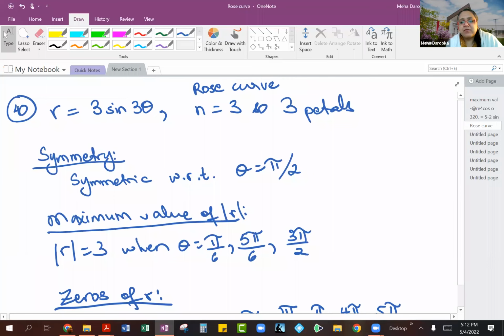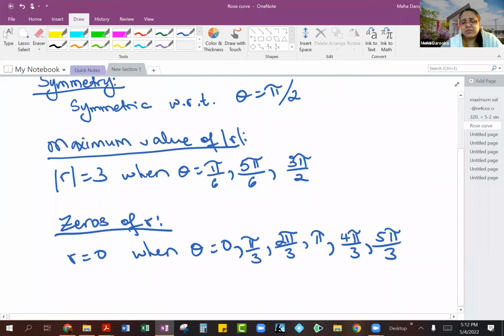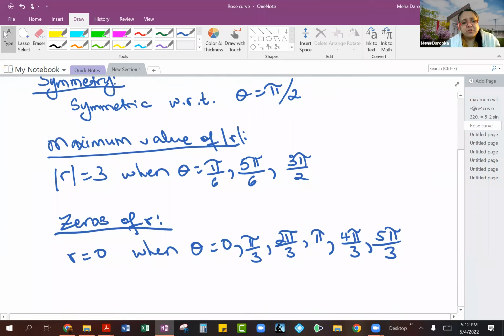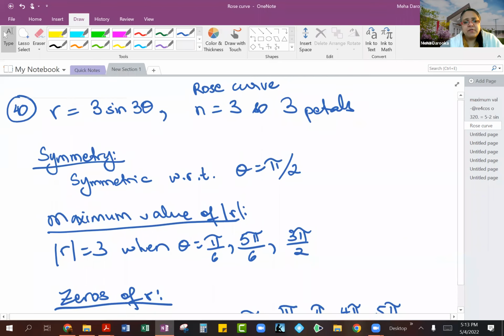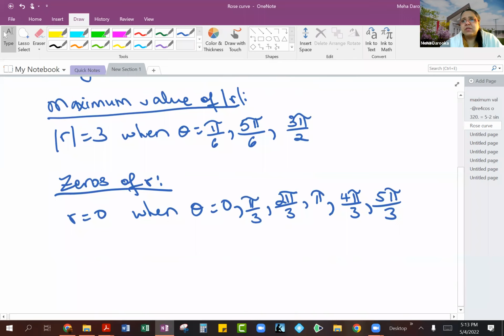So again, the reason why I'm not spending time doing the table is because I want you to be able to see different types of graphs. And if we start calculating tables for each one of these, we will not get through all the different shapes. So we've looked at the circle, we've looked at the limacon, and now we've looked at one example for the rose curve. Any questions so far, guys? Okay.